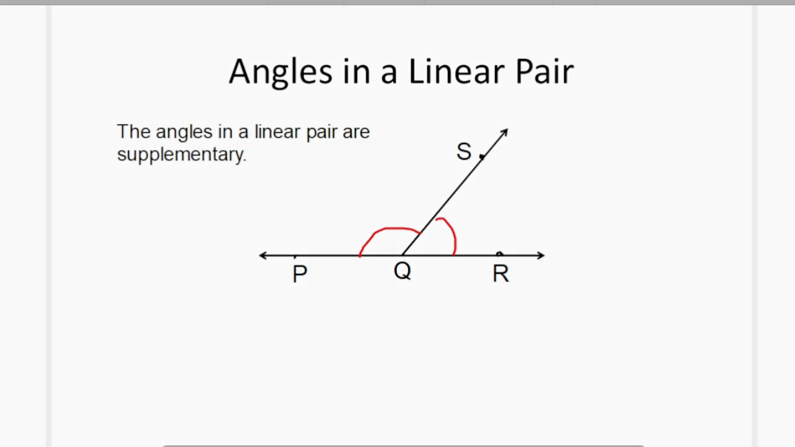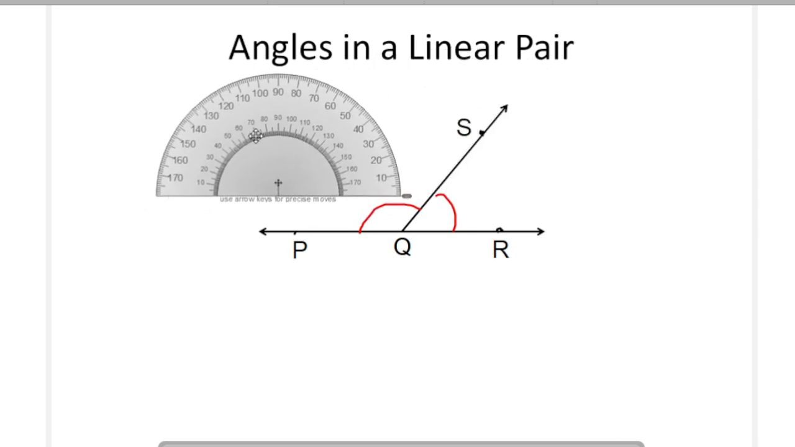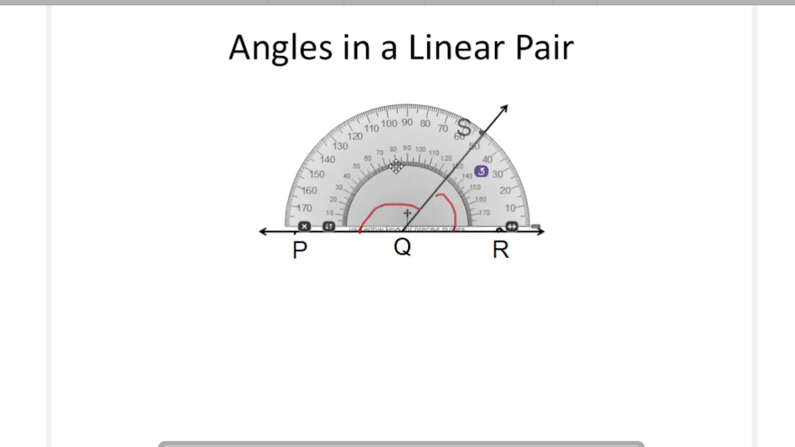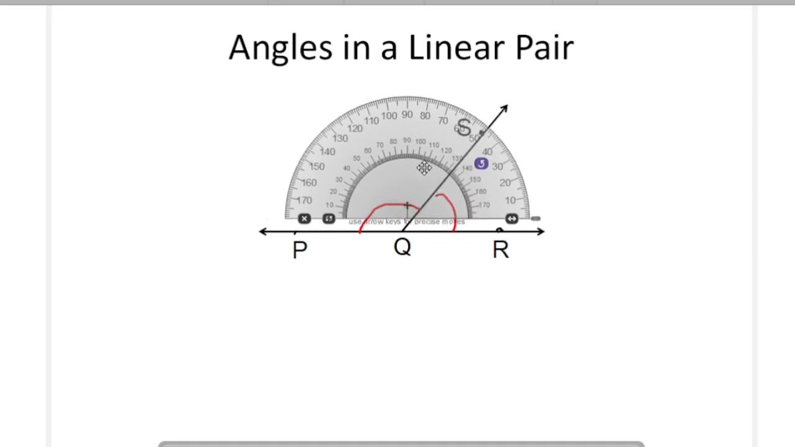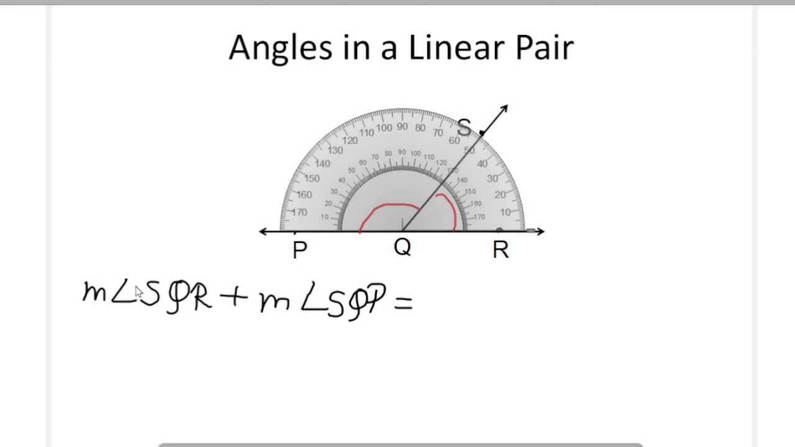So let us see. Now see, this is the protractor. It is used for measuring angles. So we will measure and see. See this angle and this angle. The total sum will be 180 degrees. See from here, it is 180 degrees. Total is 180 degrees. See this, measure angle SQR plus measure angle SQP.